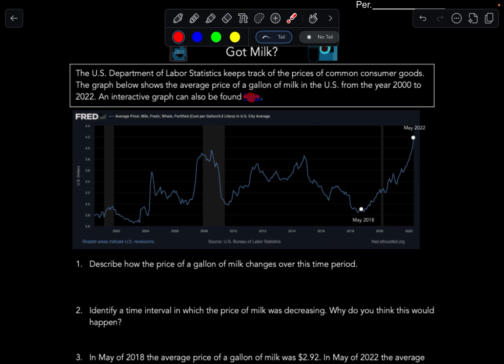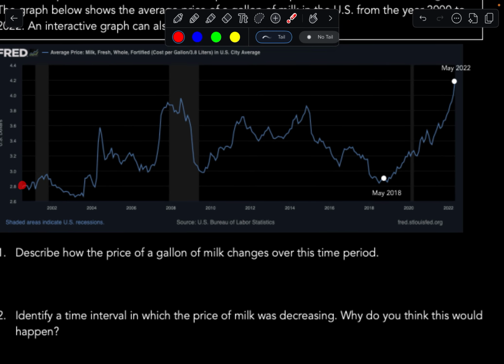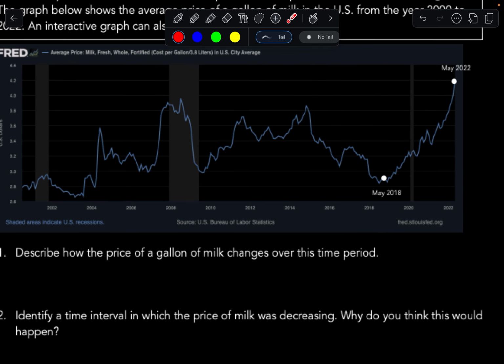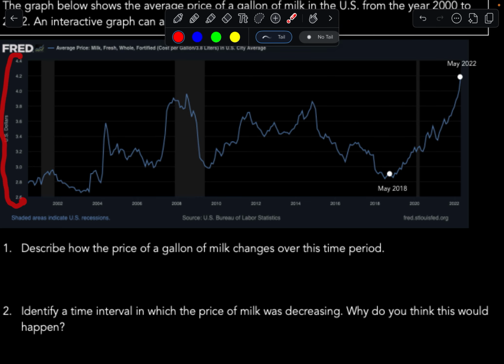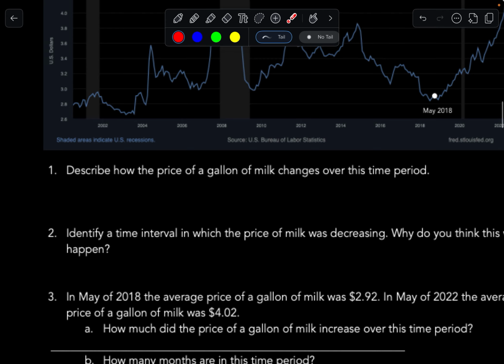Okay, so you have this, and you see you got all these wiggles, right? It goes up and down and up and down, up and down. It's all over the place. So you have all this stuff, and if you look, the price is over here. It seems to start at about 2.8 dollars per gallon. And then it shoots way up here to a max of whatever that is. And they'll tell you in the discussion. All right. So here we go. Describe how the price of a gallon of milk changes over this time period.